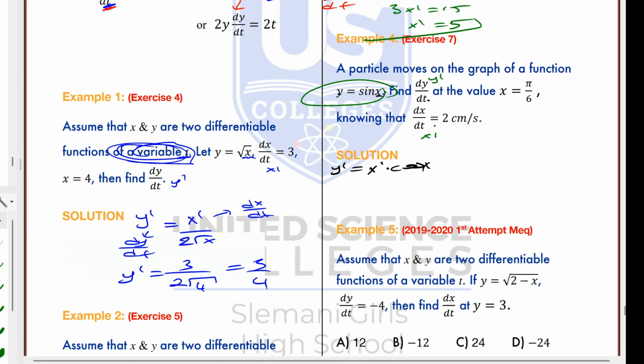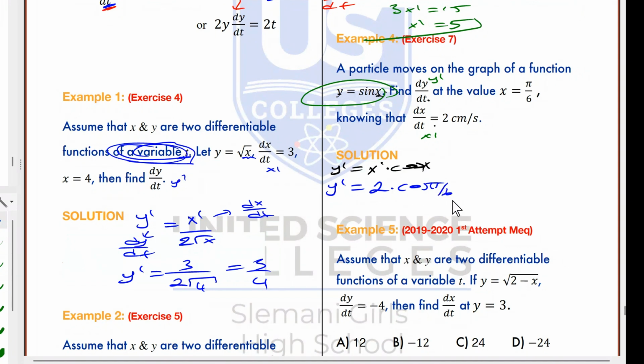Now insert the given. y prime is not given. This is what the question is. x prime, yes, it is given as 2 multiplied by cosine. x is also given as pi over 6. So we don't need y in this question. So this is how we find the answer. There is no y in the differentiated derivative.